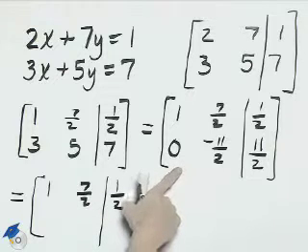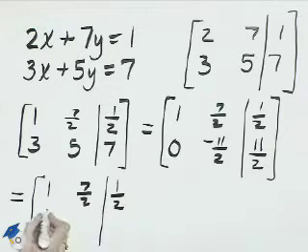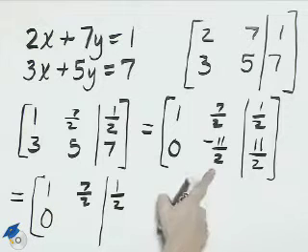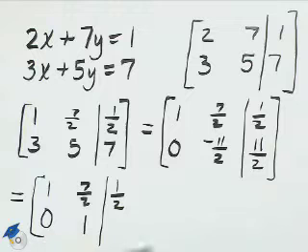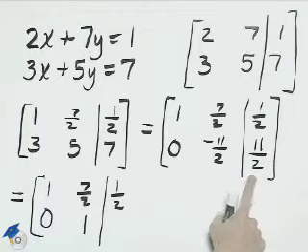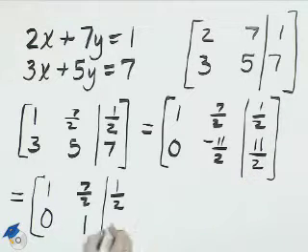0 times -2/11 is still 0. -11/2 times -2/11 is positive 1, and positive 11/2 times -2/11 is -1.